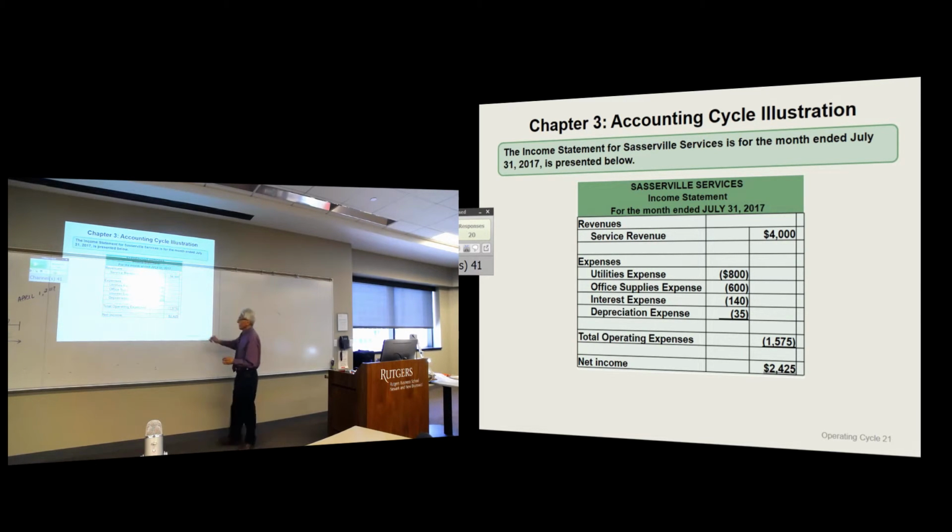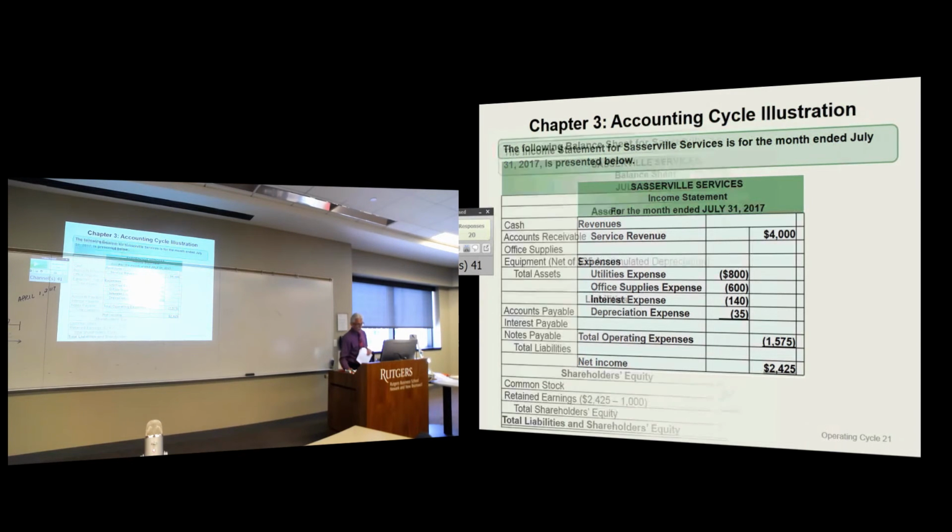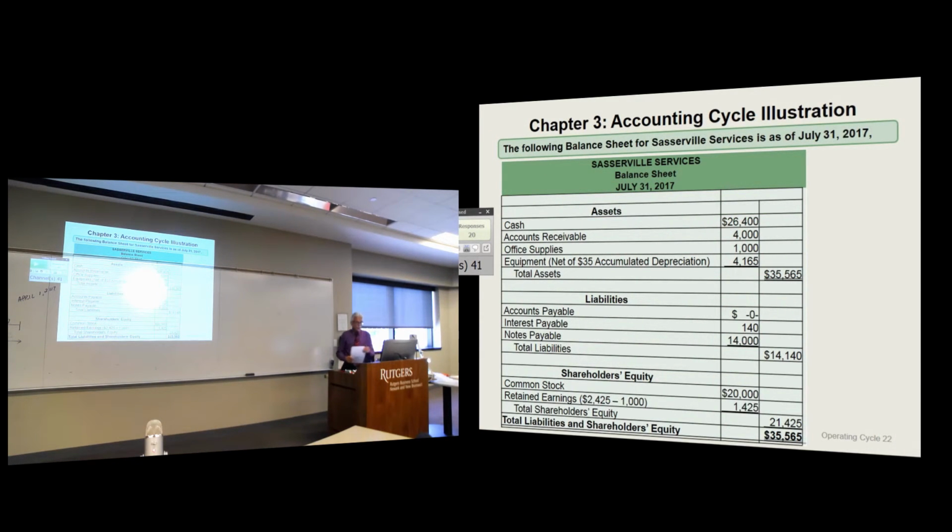Total operating expenses, $1,575. Net income after tax. We're living in a no tax world right now. So you've got $2,425. That is your net income. Now, taking that net income, we're going to need to move that into the balance sheet.